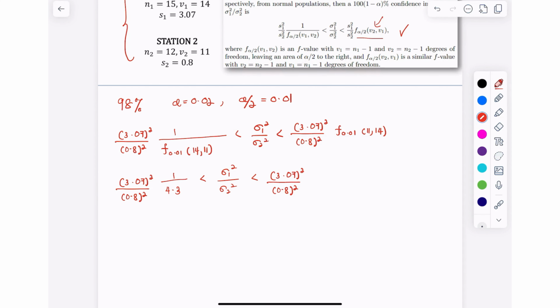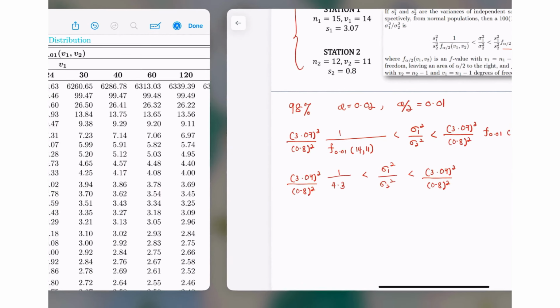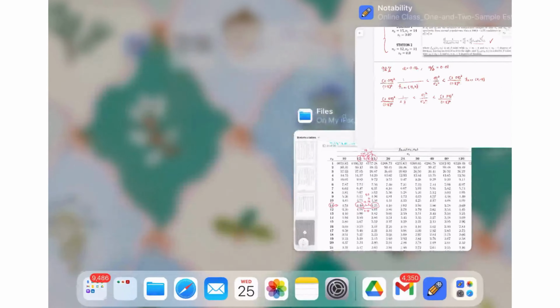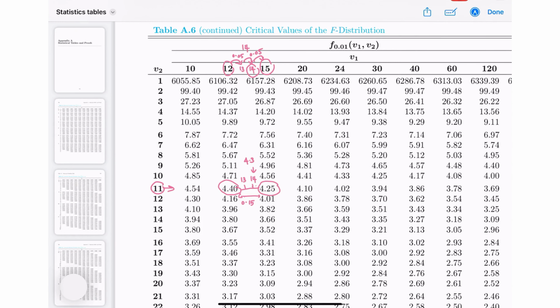Then you check for F alpha 0.01 with 11 and 14. This one also needs approximation because there is no 11 in the table. For V1 we check 11, which is in between 10 and 12, just in the middle. Then we look at the 14 row. For 10 we have 3.94 and for 12 we have 3.80.